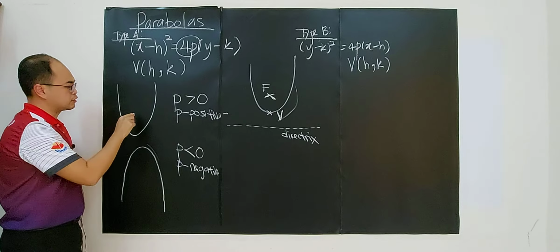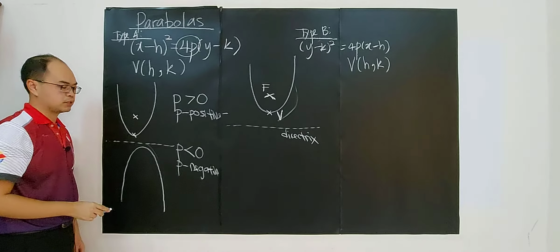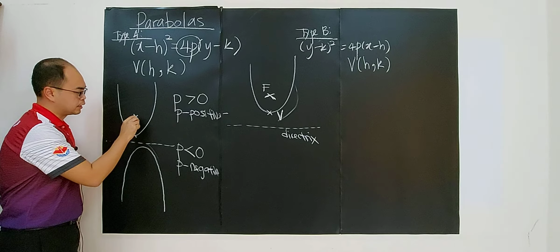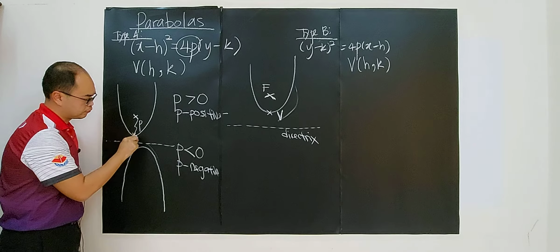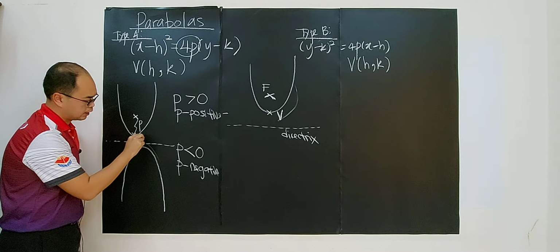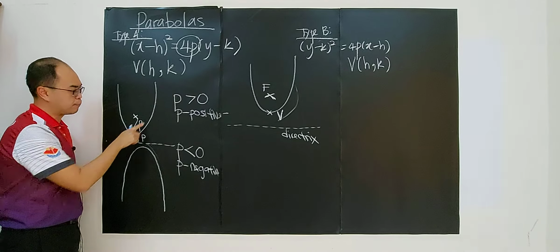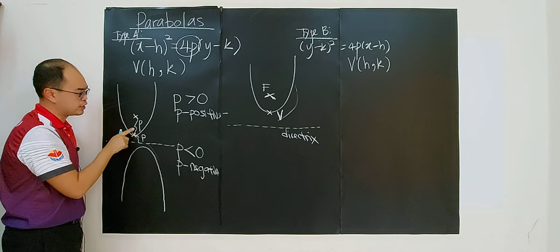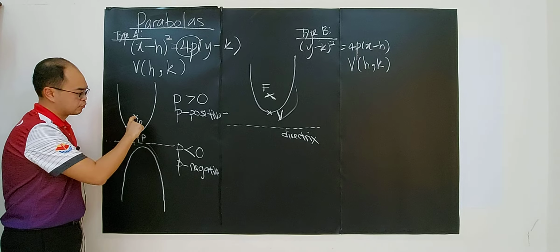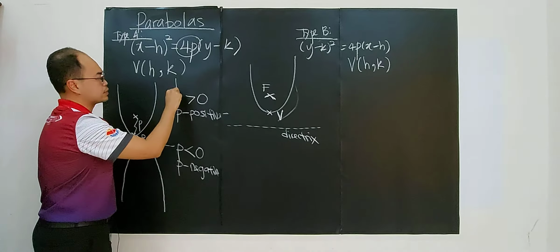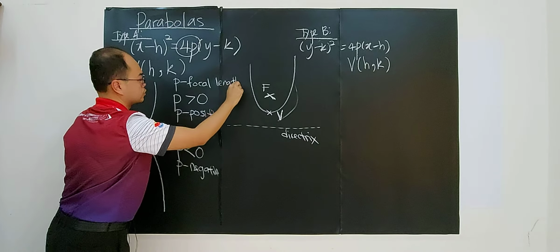If it opens upwards, the focus will be on top of the vertex and the directrix will be below the vertex. The distance from the focus to the vertex is always the same as the distance from the vertex to the directrix line. As I explained just now, any point on the parabola is always equidistant from the focus and from the line. So P is the value of the focal length. P is the focal length. Very important.